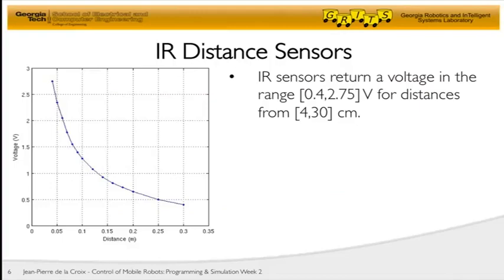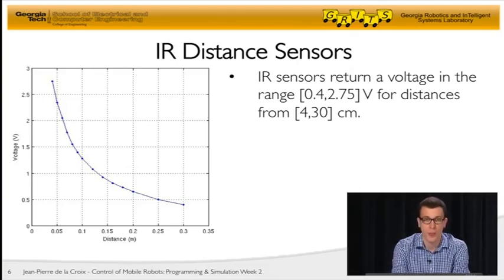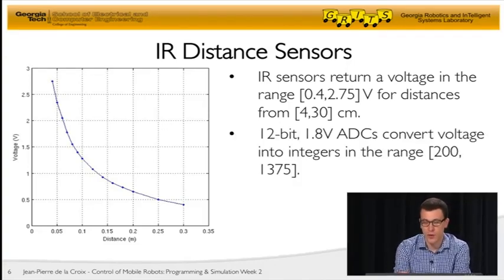The last part of this assignment is to make sense of the IR distance sensors. In particular, these sensors will return voltages in the range from 0.4 to 2.75, and those correspond to distances between 4 and 30 centimeters. The relationship between distance and voltage is shown in the graph on the left. To make matters a little bit more complicated, the robot actually returns an integer value in the range of 200 to 1,375. But these values simply correspond to the voltage divided by 2 and then multiplied by 1,000.